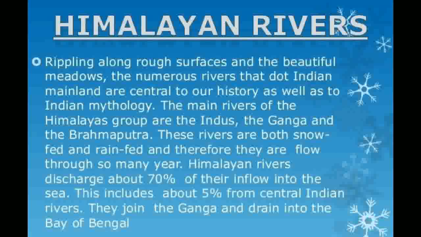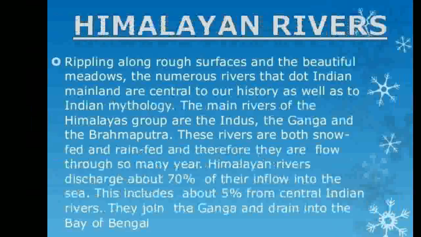The maximum volume of the water in these rivers is discharged into the seas, 70% is the ratio. It also includes the 5% water from the central Indian rivers. There are some rivers from the Peninsula region which join the Ganga, and that's why I am saying that the 5% water which is discharged into the seas includes that from the central Indian rivers.